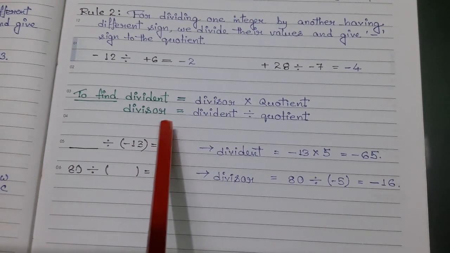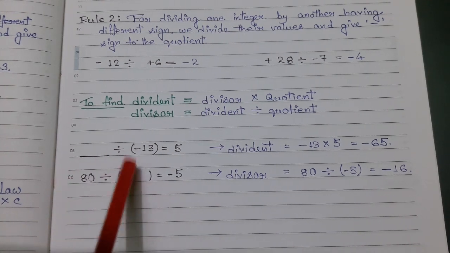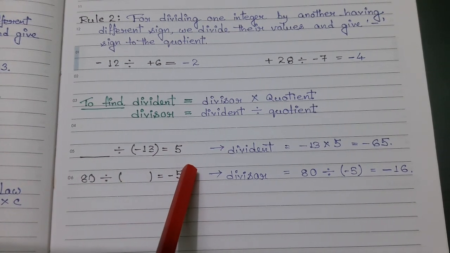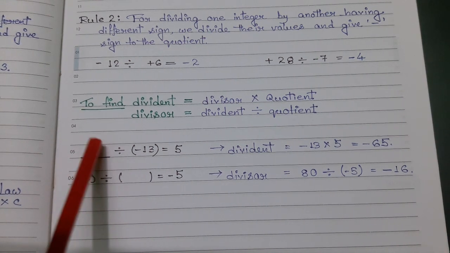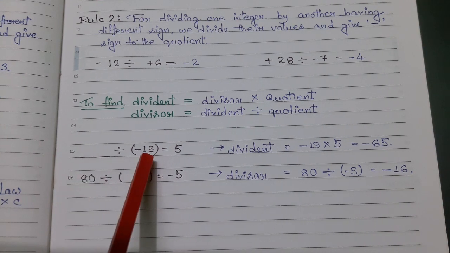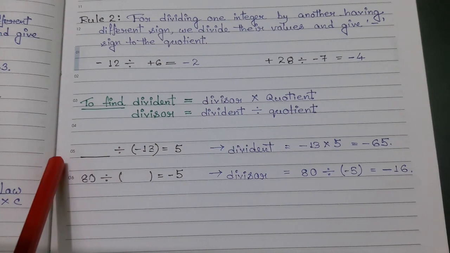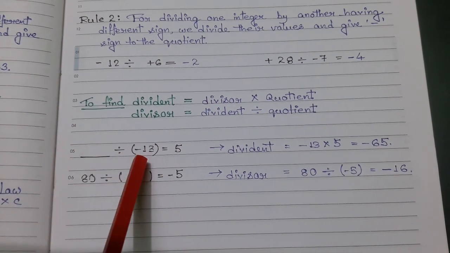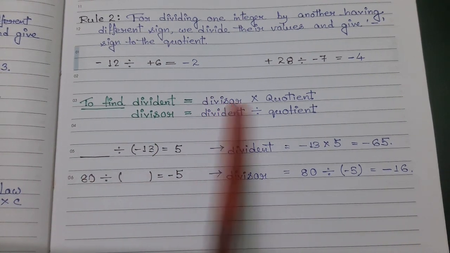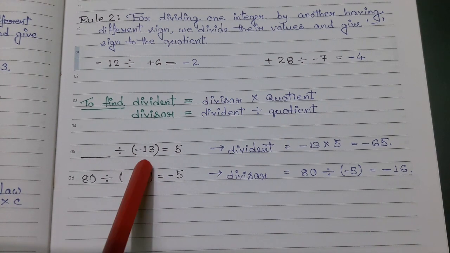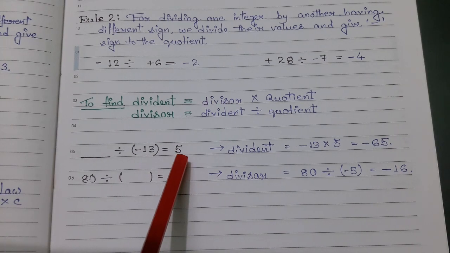Now comes fill in the blanks. Now see this question. Blank divided by minus 13 equals 5. You all know this part, the blank, is known as the dividend. The second part is known as the divisor, and the last part is known as the quotient. So for the first sum, you have to find the dividend. Divisor and quotient are given. To find the dividend, you have to multiply divisor and quotient. So in this math, you multiply minus 13, which is the divisor, into 5, which is the quotient.